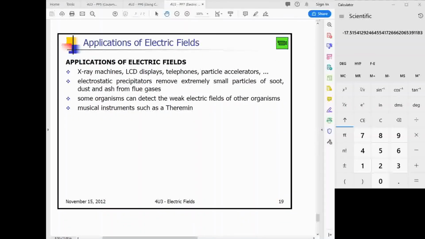We have X-ray machines, LCD displays, telephones, particle accelerators, electrostatic precipitators. There are organisms that use electric fields to detect other organisms. There are also, and we didn't talk about it, musical instruments such as the theremin that use an electric field as well.